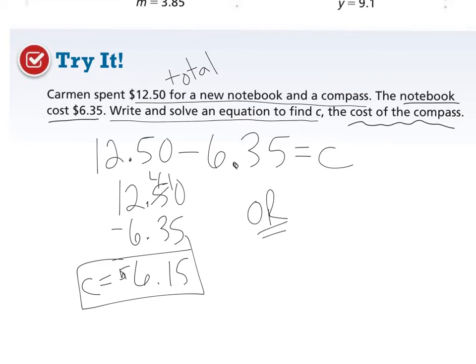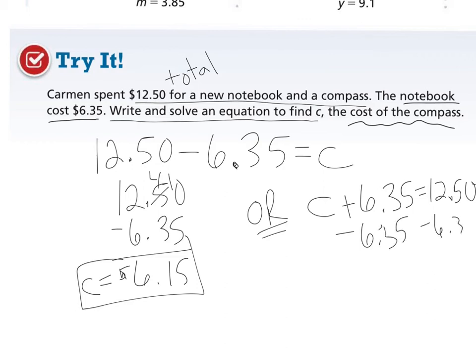Another option you could do would be C plus $6.35 equals $12.50. And if you did the equation that way, you can see over with the variable they are adding, so we need to subtract. Good. And then we would be doing the same exact thing as we just did.